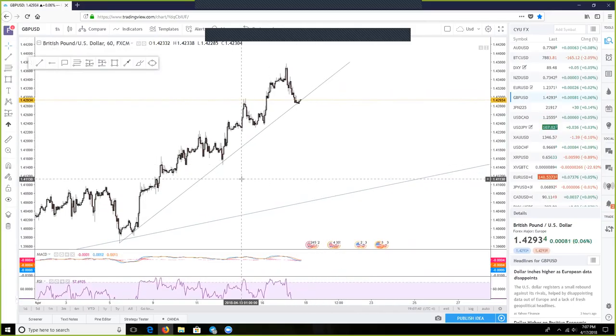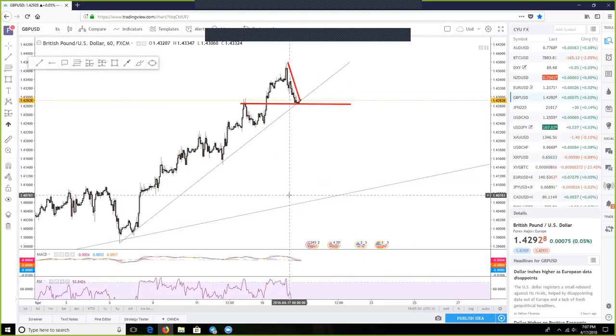Ready? Just leave that there. One, two. Play that flag. Just like this, guys. There you go.